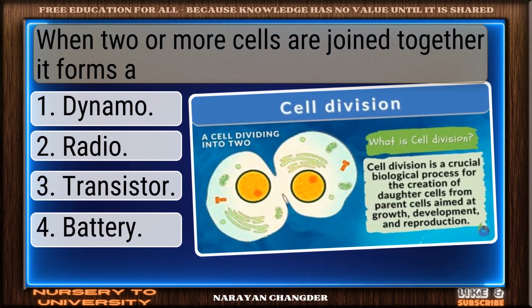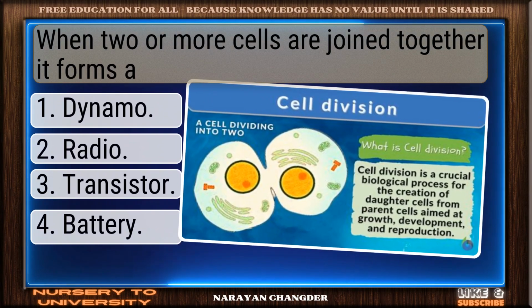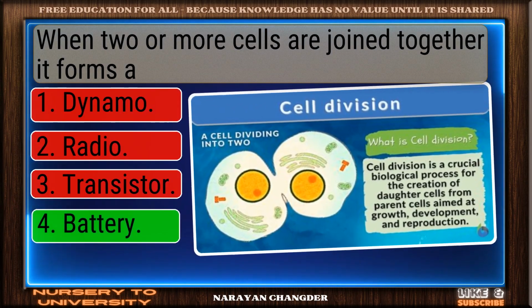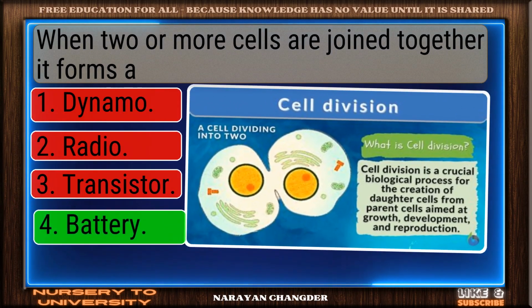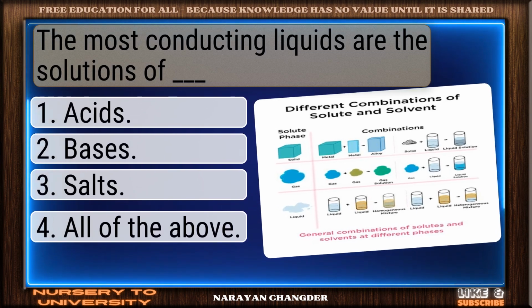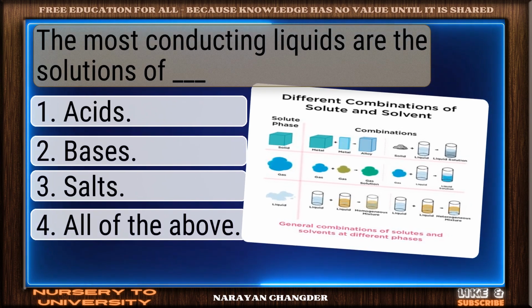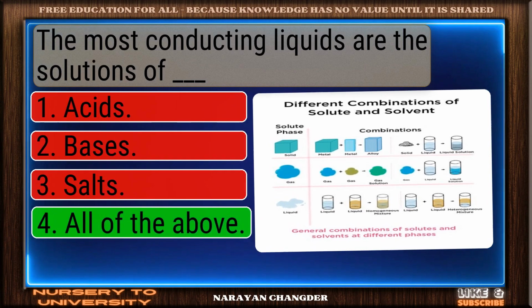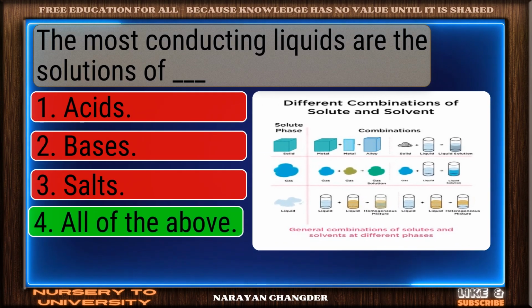Question number 5. When two or more cells are joined together, it forms a... Great thinking. Battery is the right choice. Question number 6. The most conducting liquids are the solutions of dash. Bravo. All of the above is the answer.